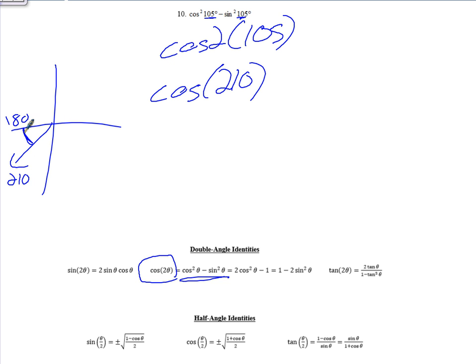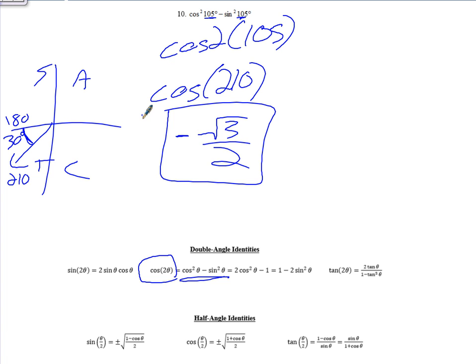The difference between those two angles is 30 degrees. So that's my reference angle. The cosine of 30 is root 3 over 2. I'm going to check my sine, ASTC. Being that it's in the third quadrant, only tangent's positive, so this is going to be negative root 3 over 2.